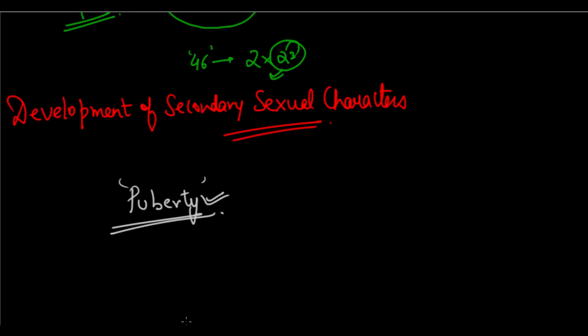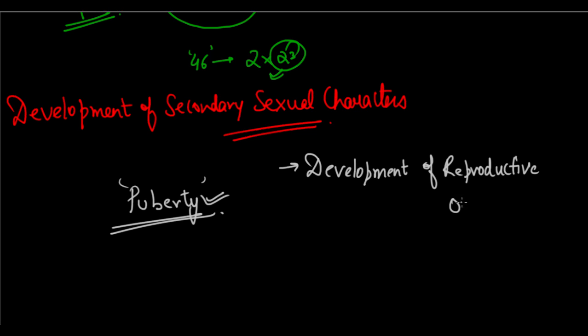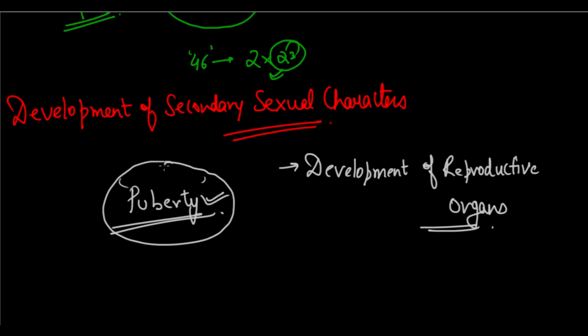Along with all of these physical changes, there is also an internal change in the body which is taking place, and that is the development of reproductive organs. And basically the development of reproductive organs is taking place so as to meet the need for sexual maturity. And at the end of puberty, a person is completely sexually mature, that is, he or she is able and ready to reproduce. That is known as sexual maturity.